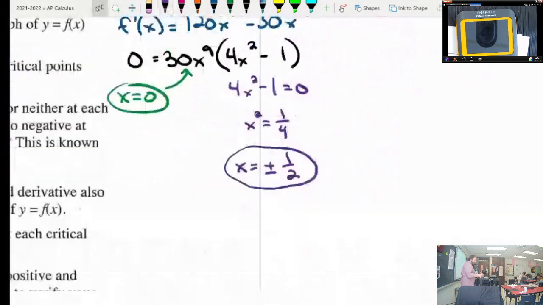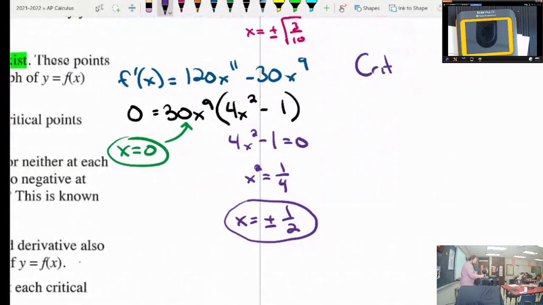Let's make a list of them over to the side. Critical values. These are neither maximums nor minimums yet. We haven't determined that, but they are our list of potential subjects. Critical values. X equals 0. X equals negative 1/2, and x equals positive 1/2.